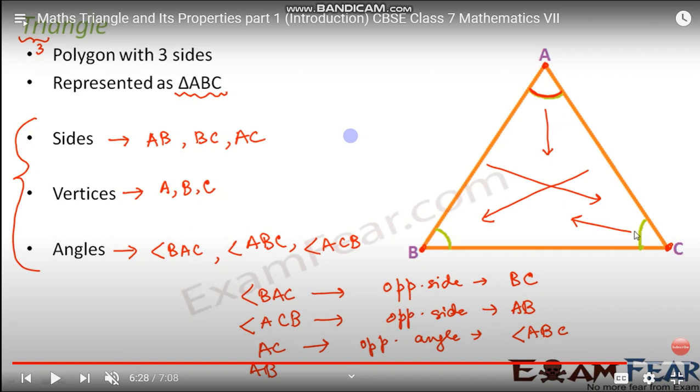This is your introduction about triangles. I hope you students have understood this topic. So in the next class we can discuss some other topics.